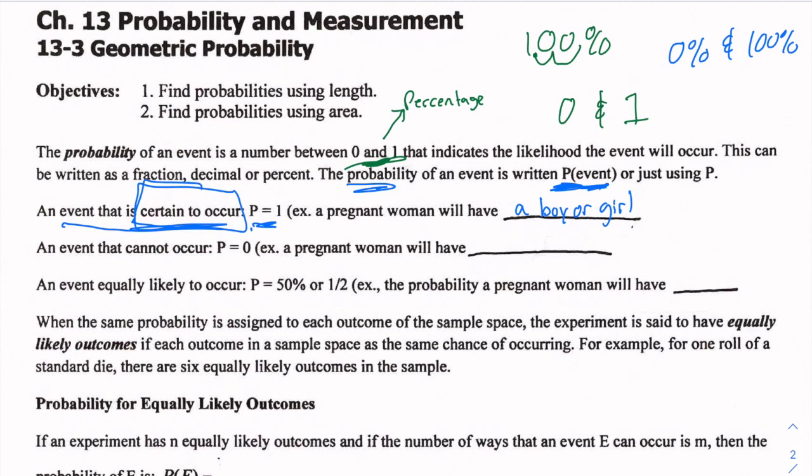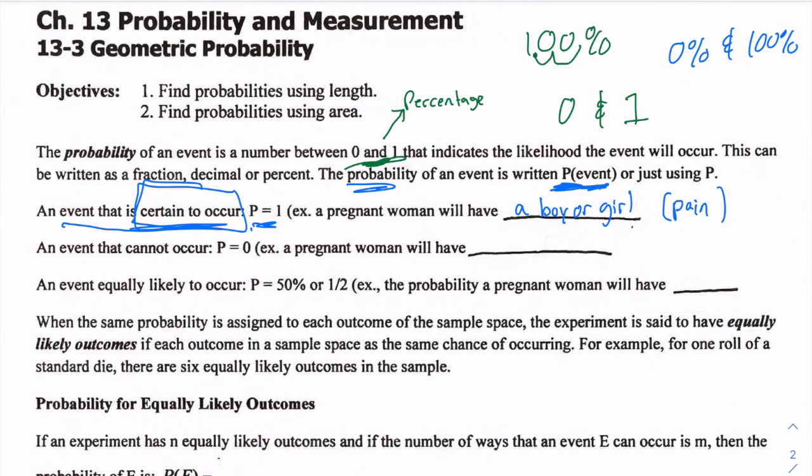I think last year someone made a joke. Someone said, "Oh, Mr. Wynn, it's 2019. You can't say boy or girl." And so I came up with the word pain. So a pregnant woman will have pain. That is 100% to occur.